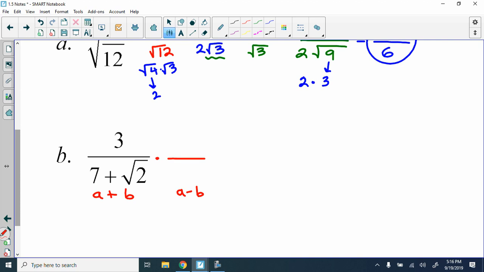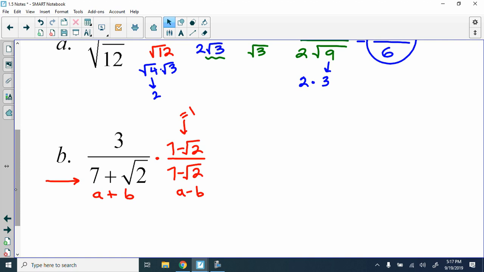And again, we're worried about the denominator. The numerator can have radicals. It's the denominator. So we're going to multiply this by 7 minus the square root of 2. So really the only thing that changes is the sign between the 2 terms. So if this would have been 7 minus radical 2 to start with, we would have done 7 plus radical 2. So that's what we're trying to do here. And again, whatever we do in the denominator, we also have to do in the numerator because that is equivalent to 1.